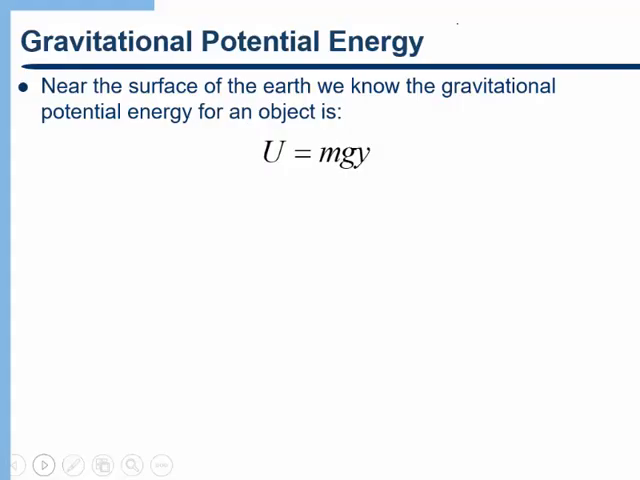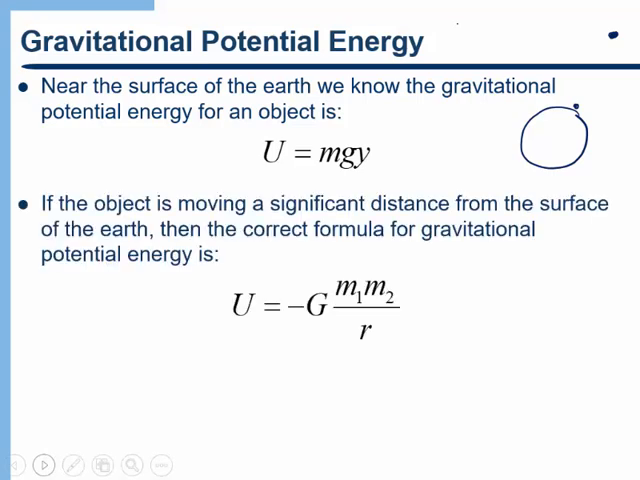So, up to this point in the course, as long as we're near the surface of the Earth, we know that gravitational potential energy is given by the formula U equals mgy. And that, in combination with the work energy principle, allowed us to solve many problems. However, the problem with this formula is if the object, let's say, is up here and not just near the surface of the Earth, it doesn't work.